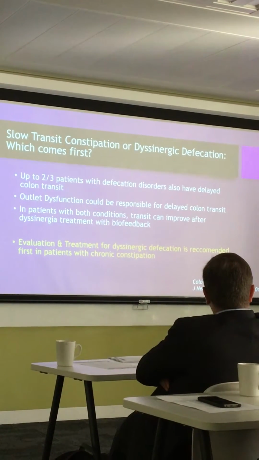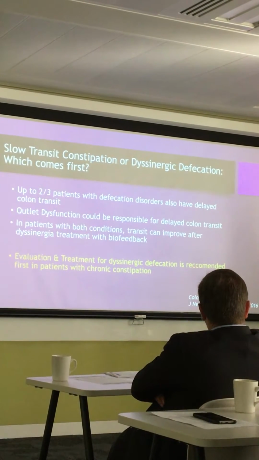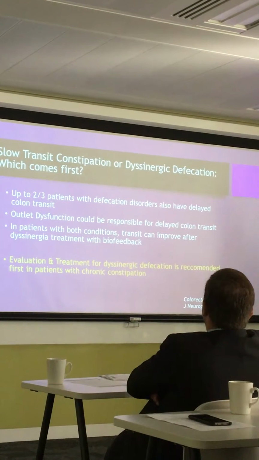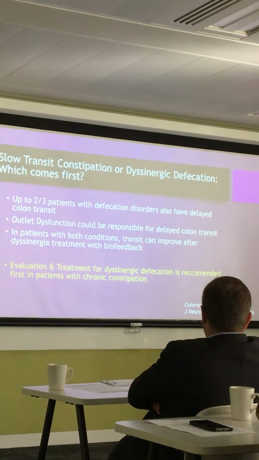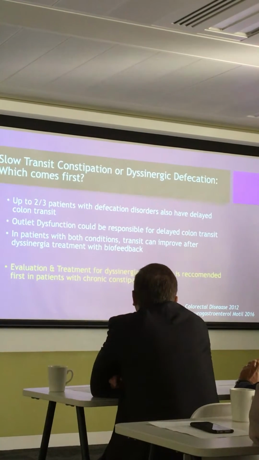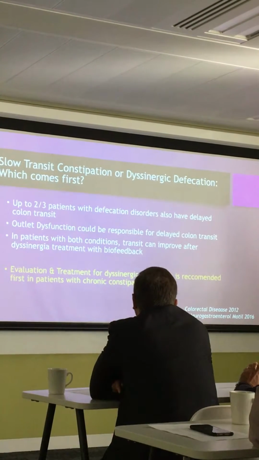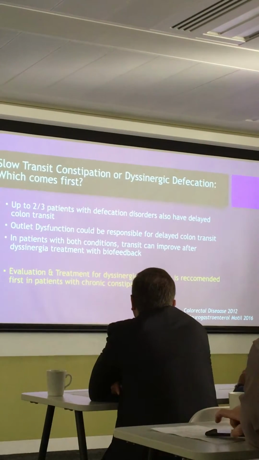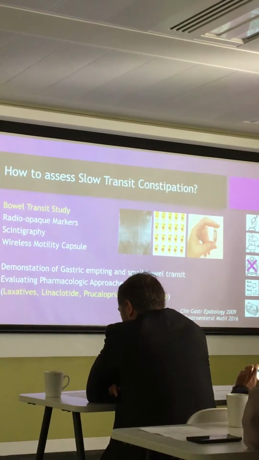Even so, it seems that the most reasonable way to manage those patients is to first try to improve the dyssynergic function, because in patients with both conditions, transit itself can improve, maybe not in long-term follow-up, but initially, even if we just improve the dyssynergic condition. So, before going to deeper investigation of the transit time of the colon, we should consider biofeedback and conservative measures. Let's say that we're not happy, so we go to the next step.